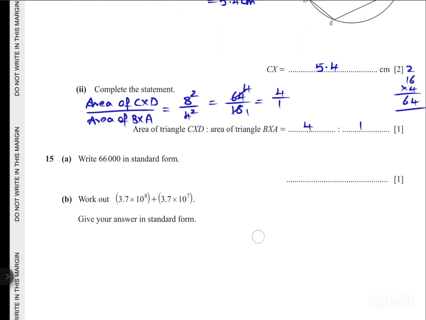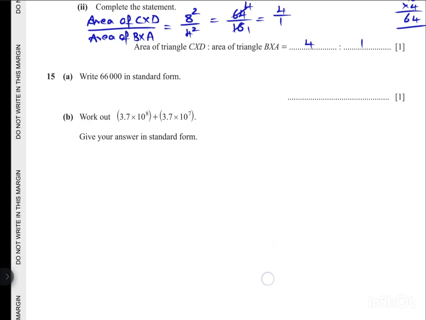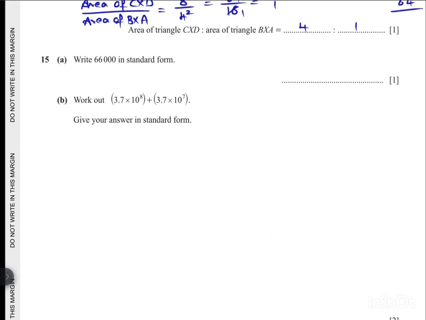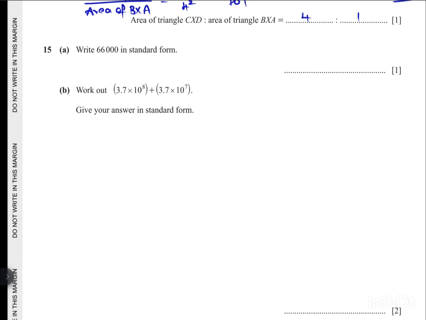Question number 15. Write 66,000 in standard form. Work out the given standard form question. Okay, so first of all, let us do A. Write down this in standard form. To write the standard form, here the point is at the end of the number. It has to move to the left. How many digits? 1 2 3 4. 6.6 into 10 raised to 4.